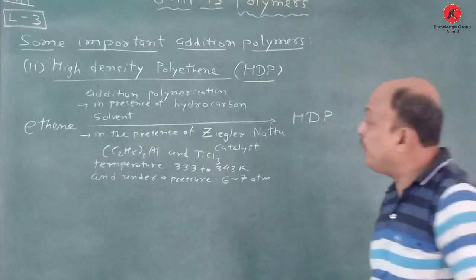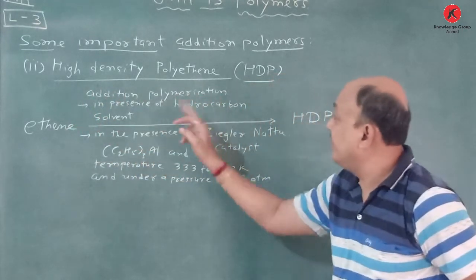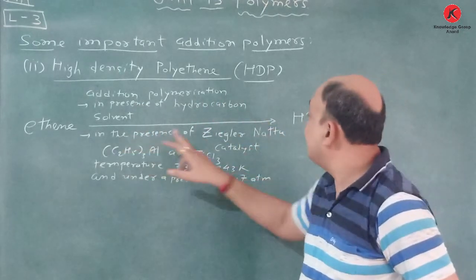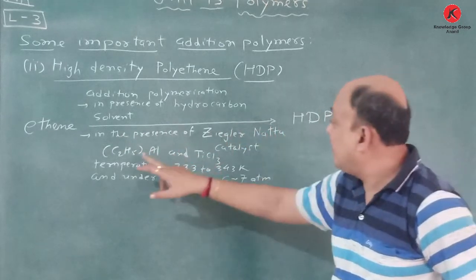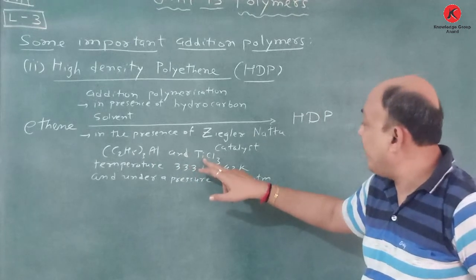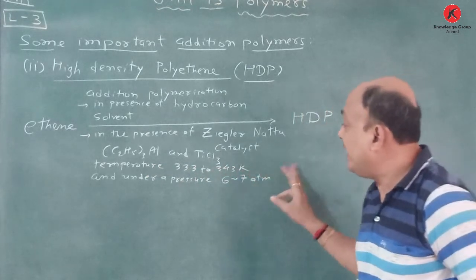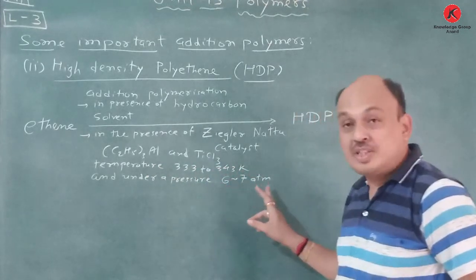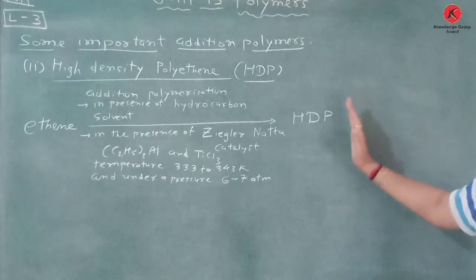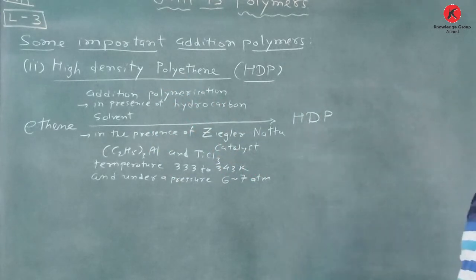So here it's very simple. Ethene, when it undergoes addition polymerization reaction in presence of hydrocarbon solvent and in the presence of Ziegler-Natta catalyst, that is triethyl aluminium and titanium trichloride, at temperature 333 to 343 Kelvin and under pressure 6 to 7 atmospheric pressure, produces high density polythene. It's very simple. Remember it this way, and you get full marks.